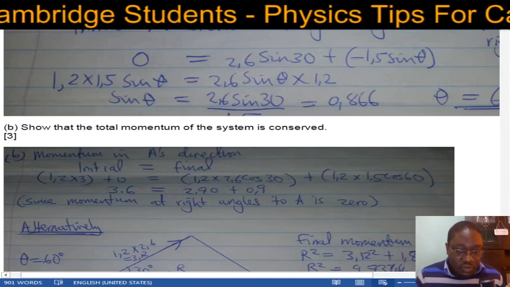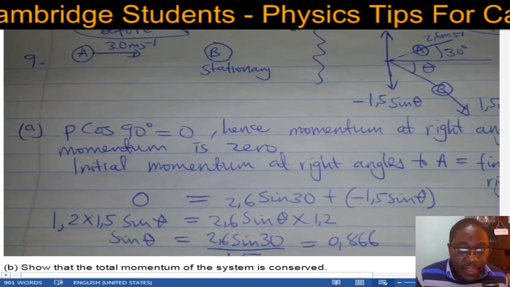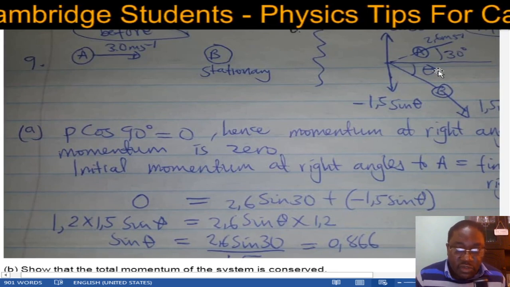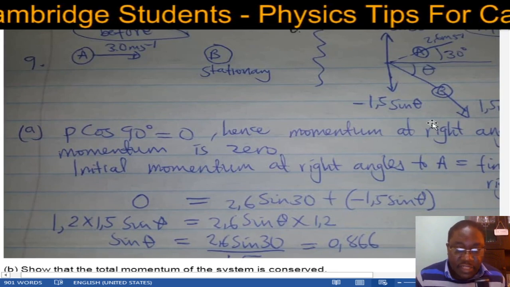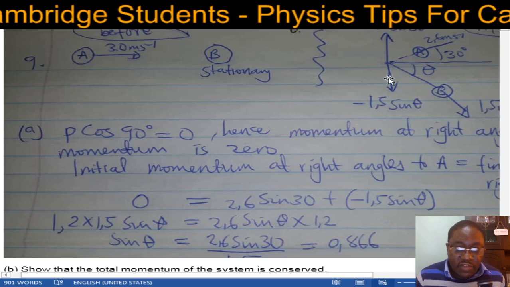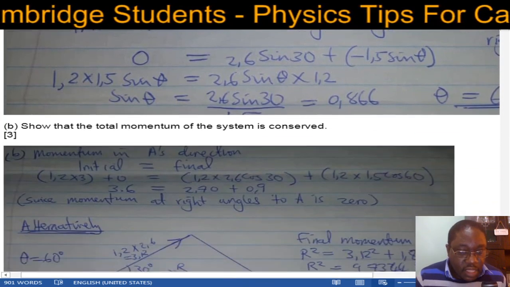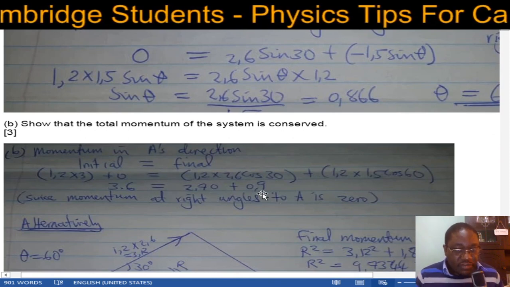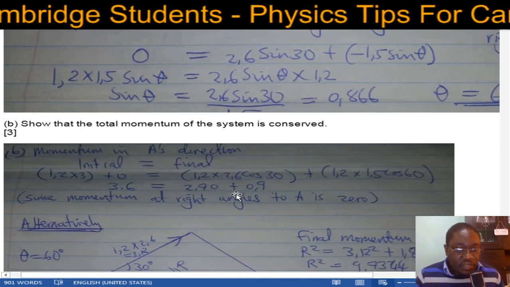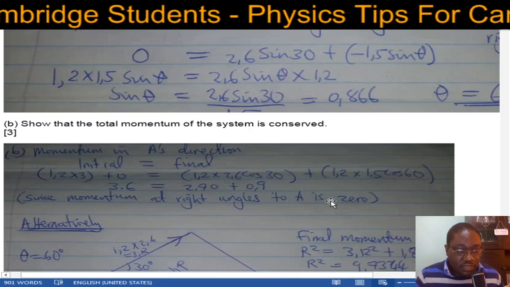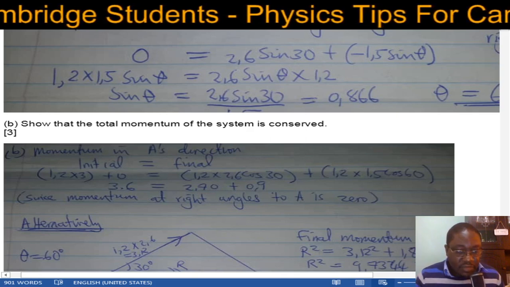Both of them are going to go in the same direction, as you can see in the horizontal. So both of them add up, they don't subtract. Only in the vertical do they subtract, because they'll be moving in opposite directions. So you add the 2.7 plus 0.9, that gives you 3.6. 3.6 is equal to 3.6, hence momentum is conserved.